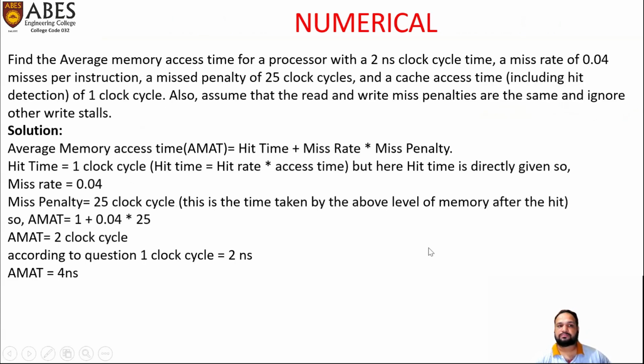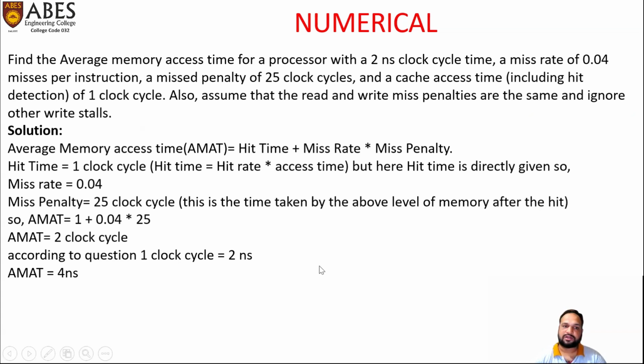Let us take an example. Find the average memory access time for a processor with a 2 nanosecond clock cycle time, a miss rate of 0.04 misses per instruction, a miss penalty of 25 clock cycles, and a cache access time, including hit detection, of one clock cycle. Also assume that the read and write miss penalties are the same and ignore other write stalls.